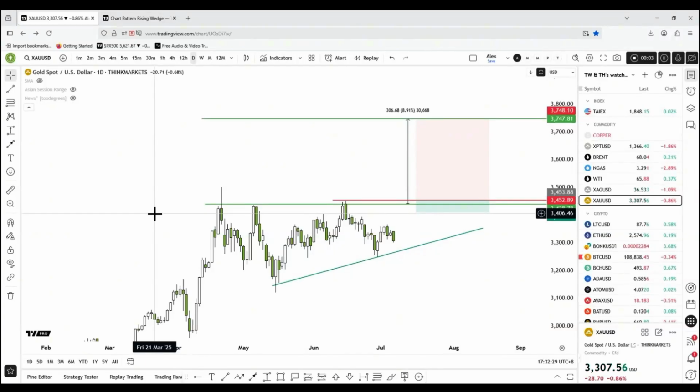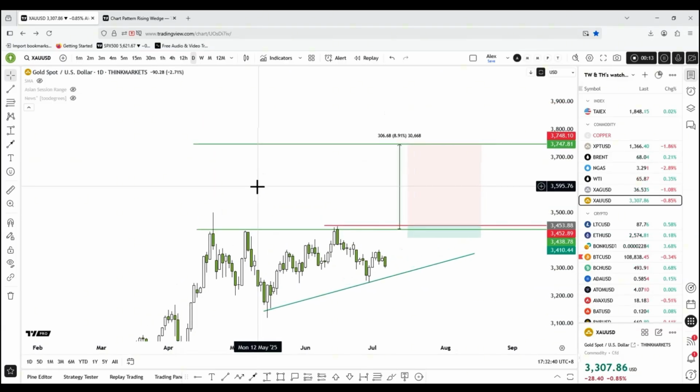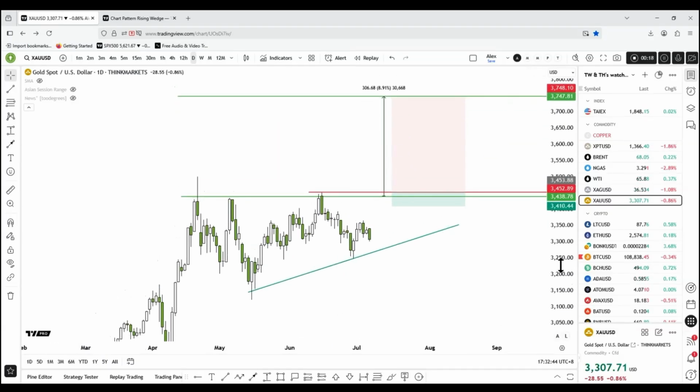Sal 215 asked what the difference is between an ascending triangle and a bull flag, and he also asked what a wedge is. So this was related to this update we did on gold. So let's try to answer these questions.